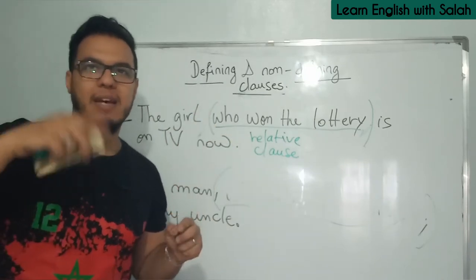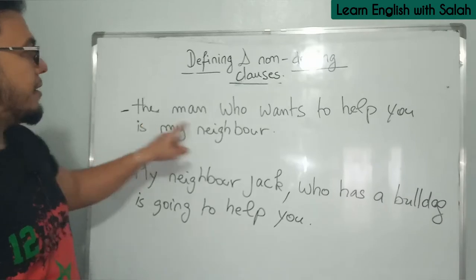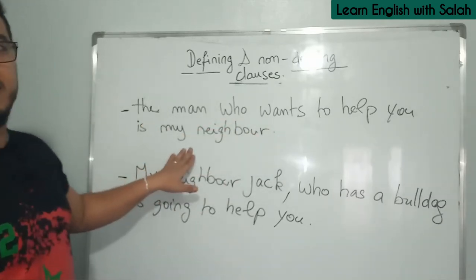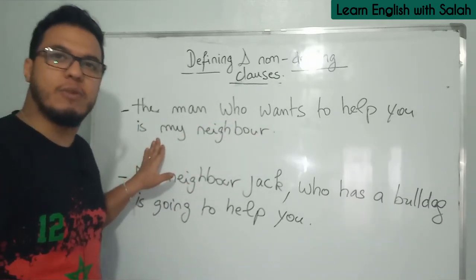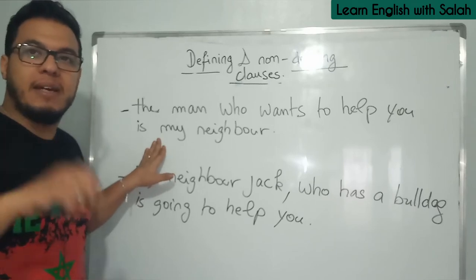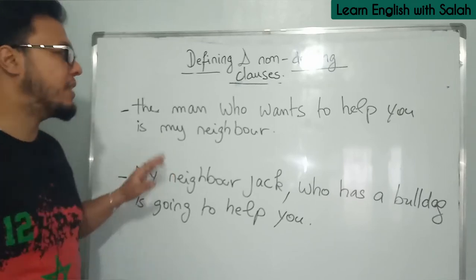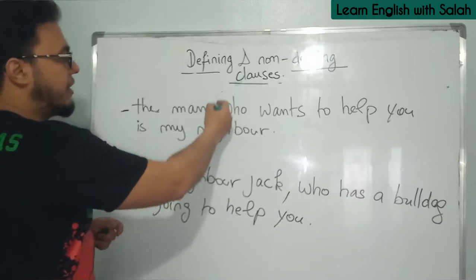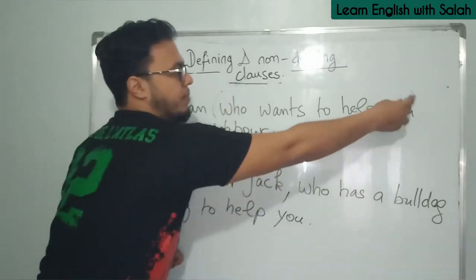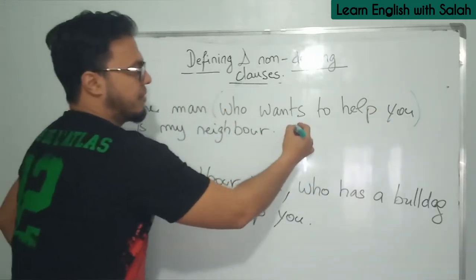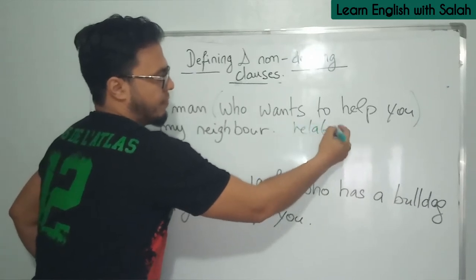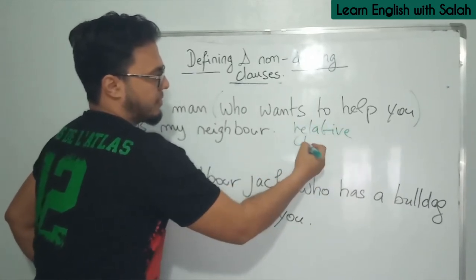Let's have the last example. The man who wants to help you is my neighbor. The man who wants to help you is my neighbor. The man who wants to help you is my neighbor. So automatically, who wants to help you is a relative clause.